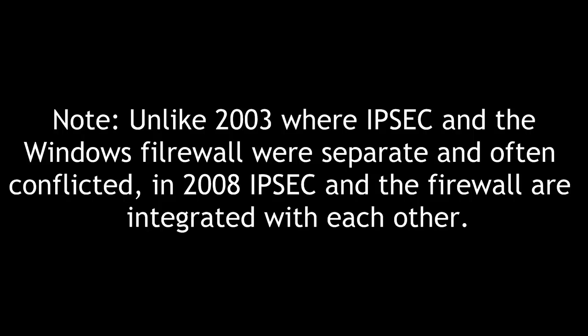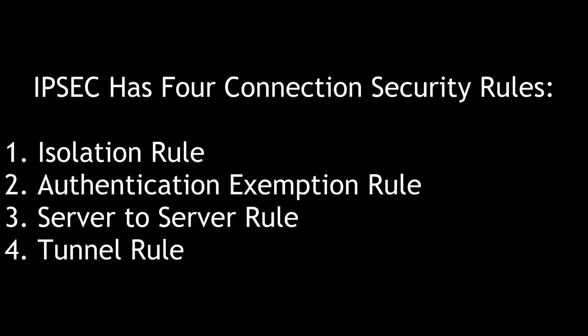Note, unlike 2003 where IPSec and the Windows firewall were separate and often conflicted with each other, in 2008, IPSec and the firewall are integrated with each other. IPSec has 4 connection security rules. 1, an isolation rule. 2, an authentication exemption rule. 3, a server-to-server rule. And 4, a tunnel rule.